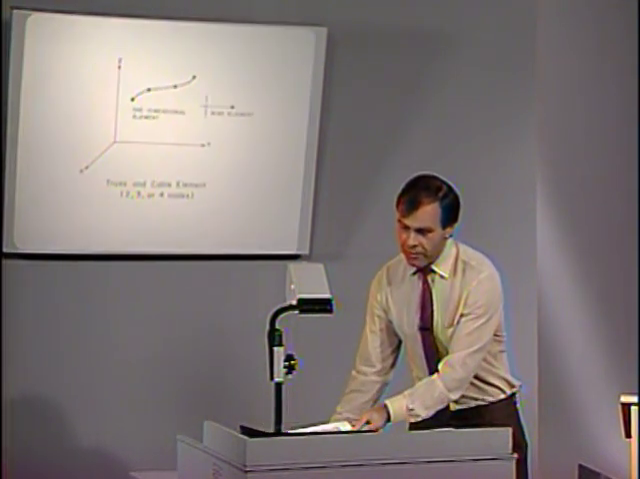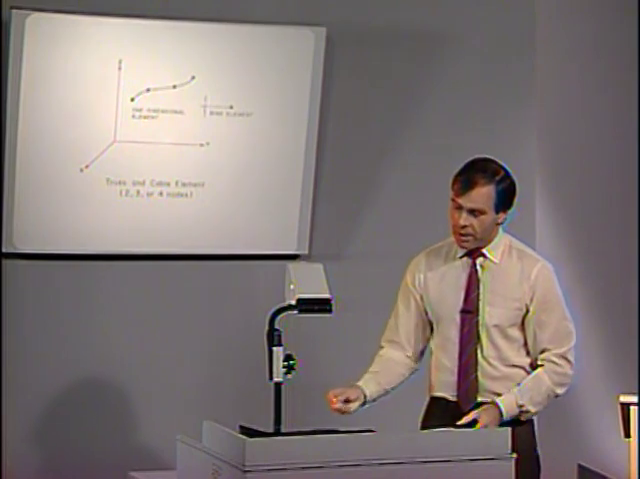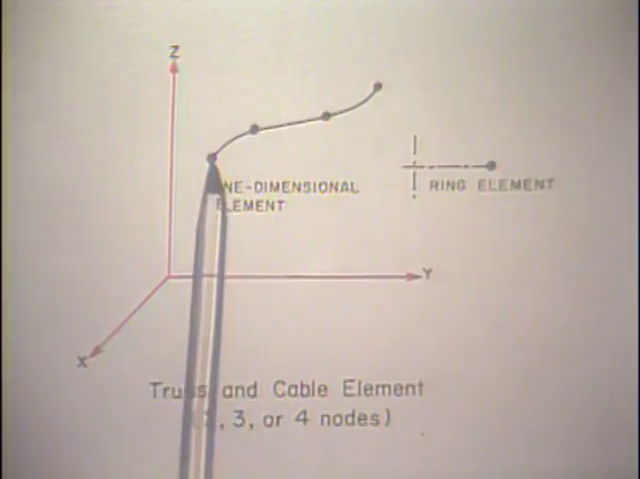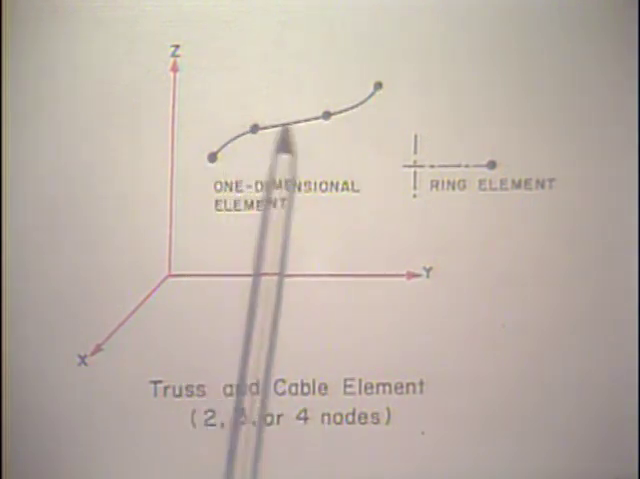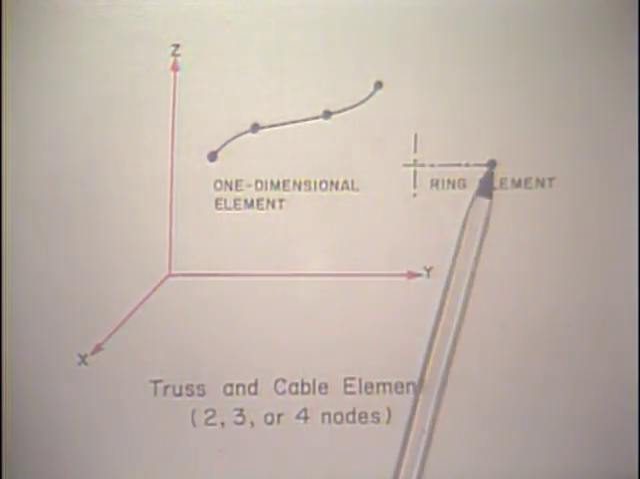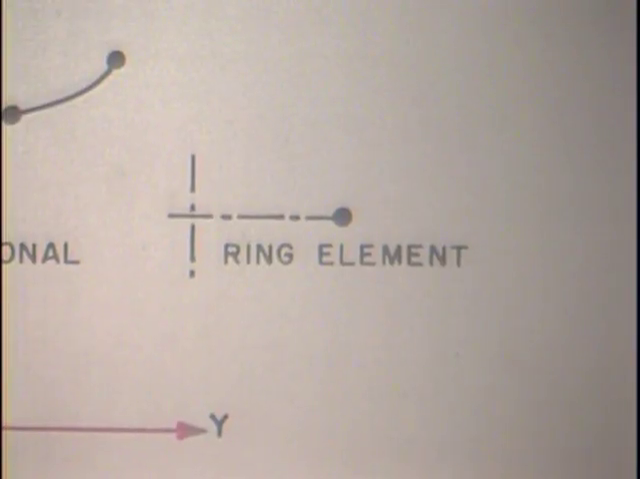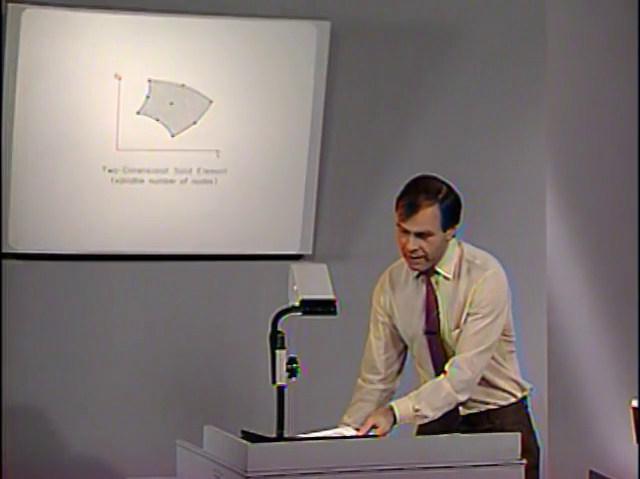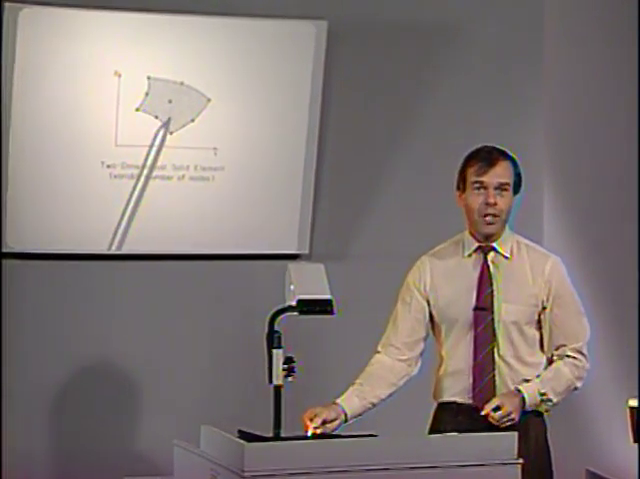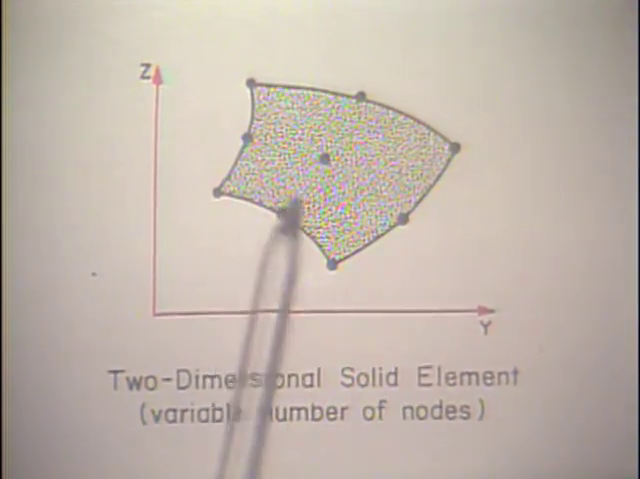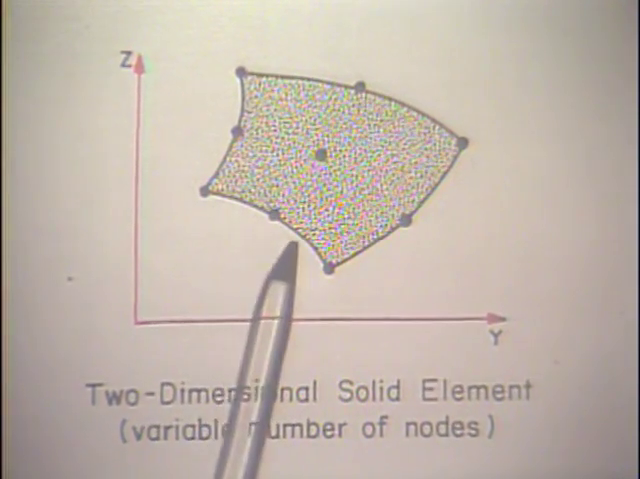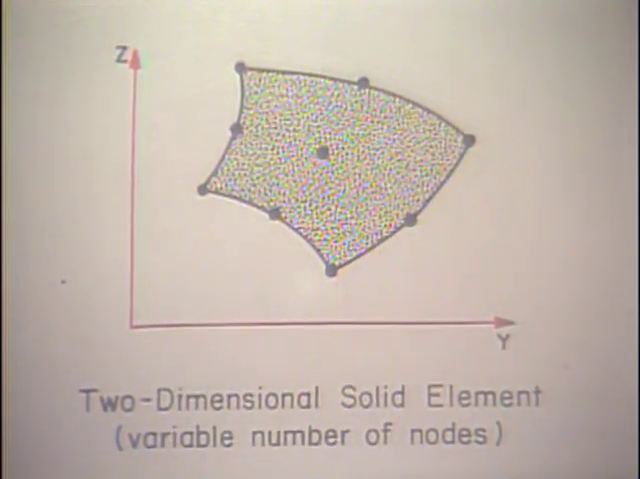The elements available in the program include a variable-number-of-nodes truss element, an element that can have 2 nodes, 3 nodes, or 4 nodes. It can also be used as a ring element. Then a 2-dimensional solid element that is used for plane stress, axisymmetric, and plane strain analysis. This also can have a variable number of nodes, from 4 nodes to 9 nodes.